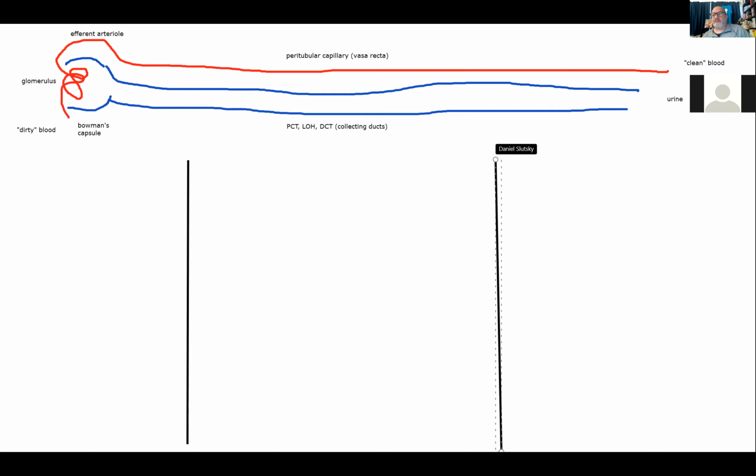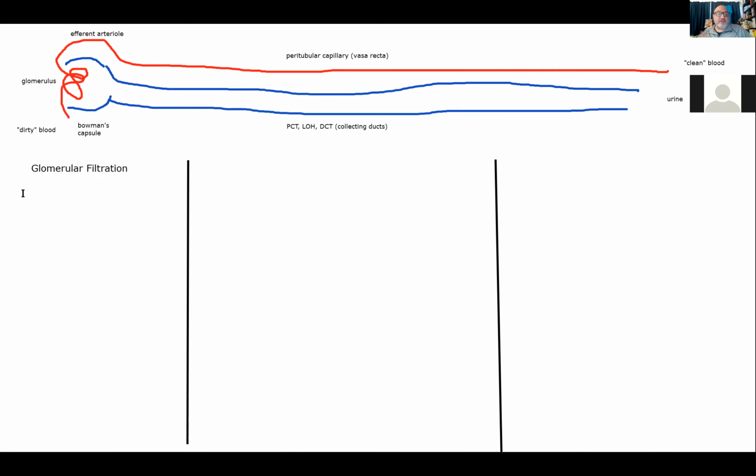Now, the first of these is a process called glomerular filtration. As the name indicates, where do you think glomerular filtration takes place? In the glomerulus. Yeah, there you go. Exactly. See how easy that is? Absolutely. It takes place in the glomerulus.